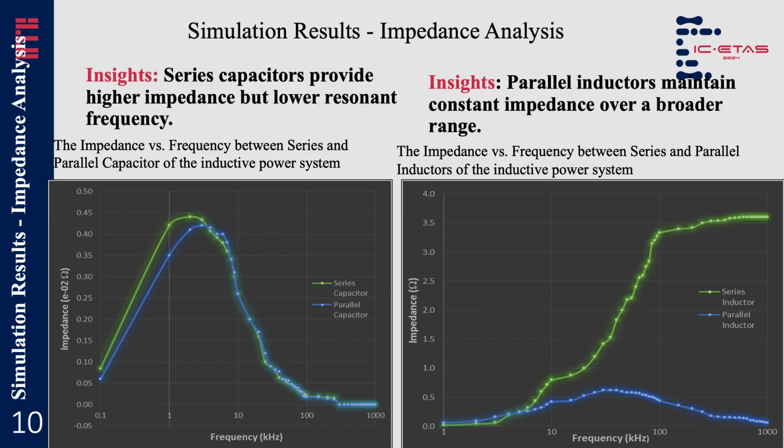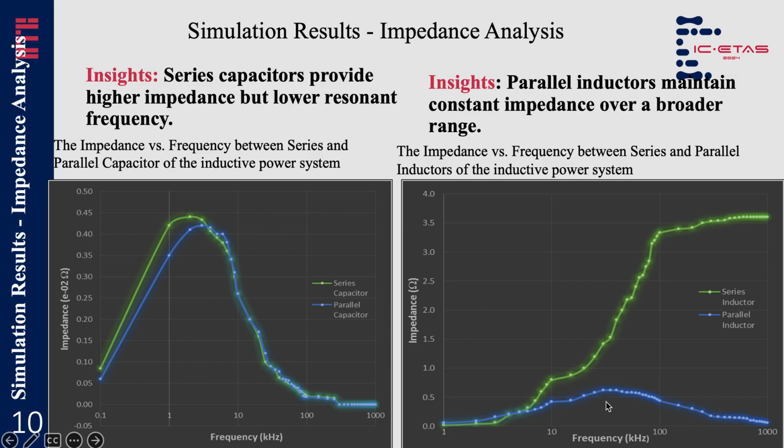Here, the first one is the impedance versus the frequency between the series and parallel capacitor of the inductive power system. If you look at this, the green one is showing the series capacitor and this blue one is showing the parallel capacitor. Okay, so that is the result obtained when we look at the impedance against the frequency output. And here we are looking at the impedance versus frequency between the series and parallel inductor of the inductive system. So these are for inductors, while these are for capacitors.